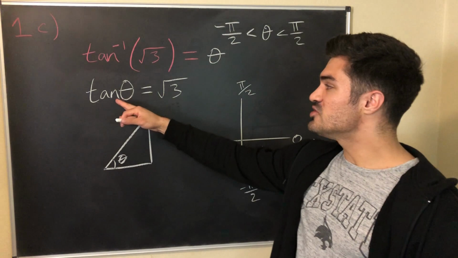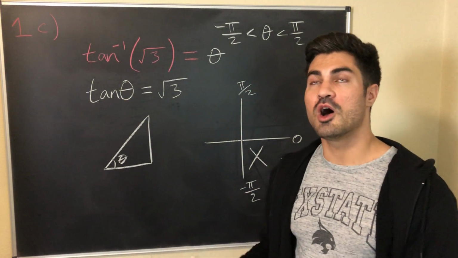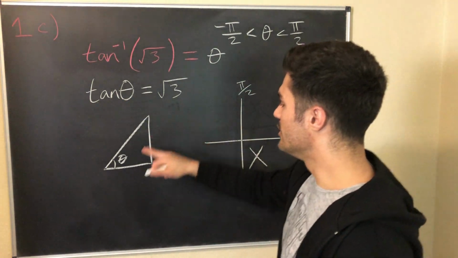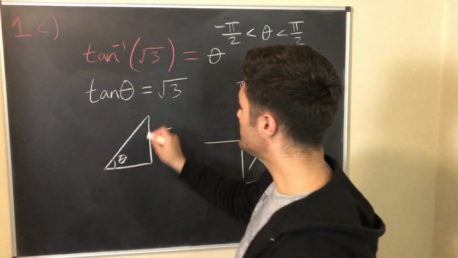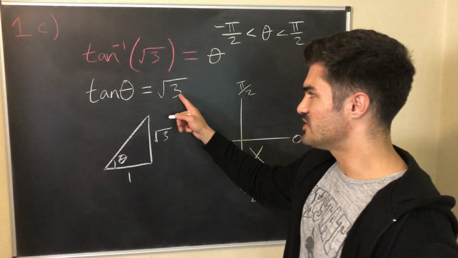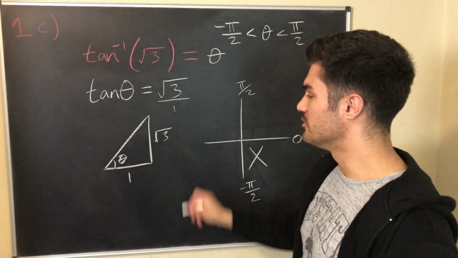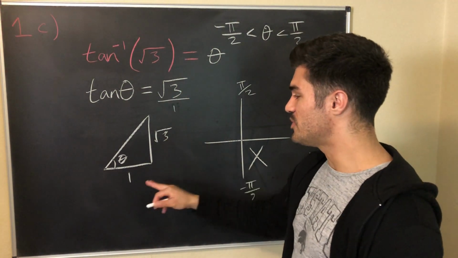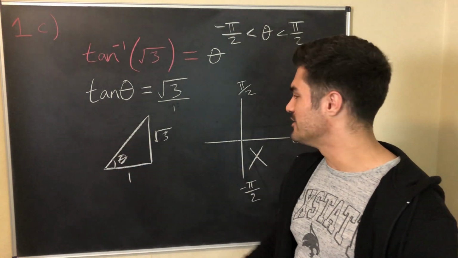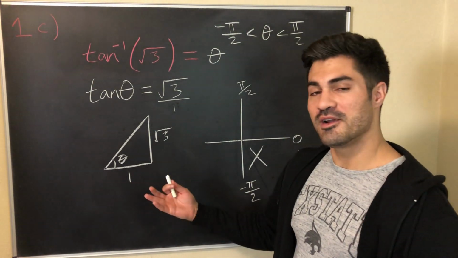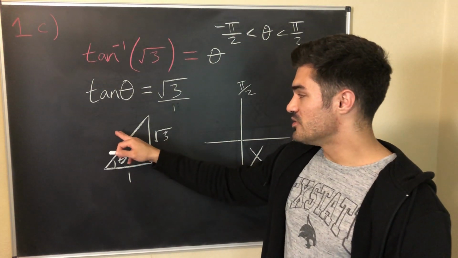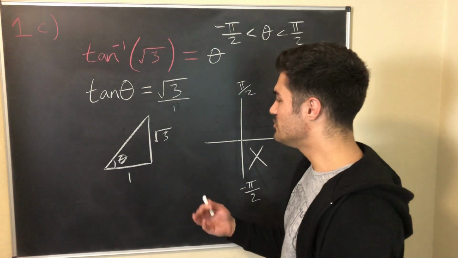And you can say, well, tangent is, let's see, SOHCAHTOA, opposite over adjacent. So that means the opposite of this angle is root 3, and the adjacent is 1, because square root of 3 is the same thing as square root of 3 over 1, right? So then you can use the Pythagorean theorem to solve for this side. You're going to take root 3 squared, add it to 1 squared, and that equals this side squared. And when you do that, you're going to get 2.